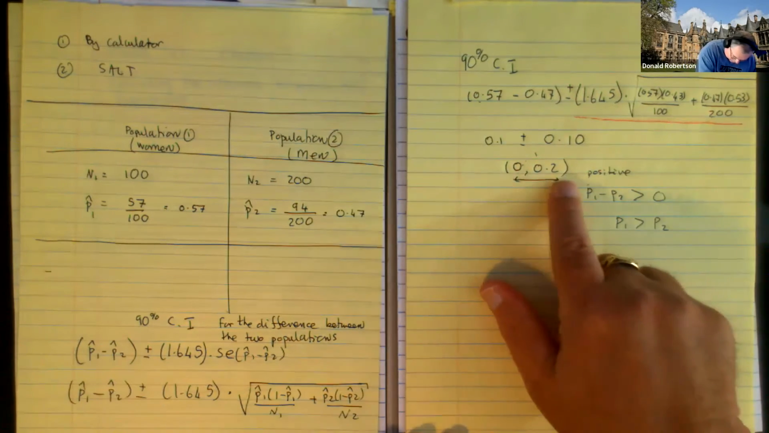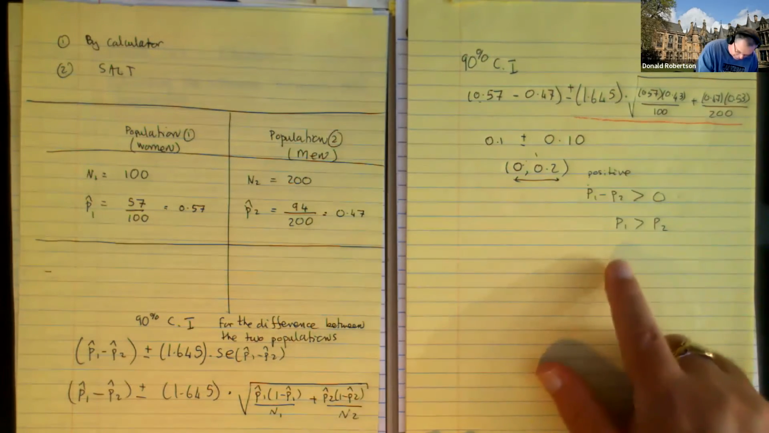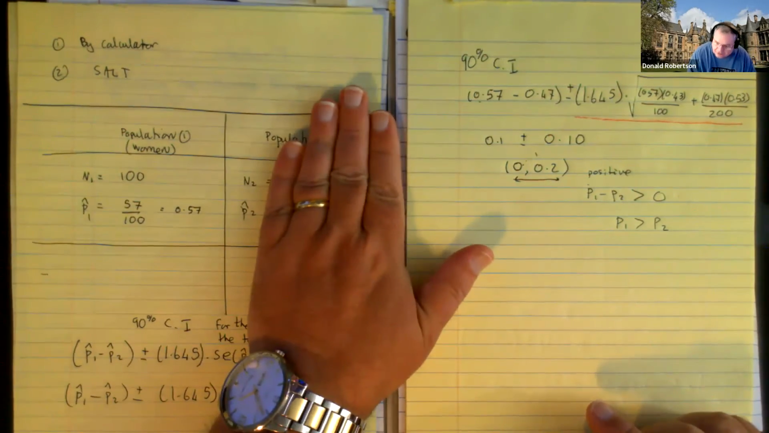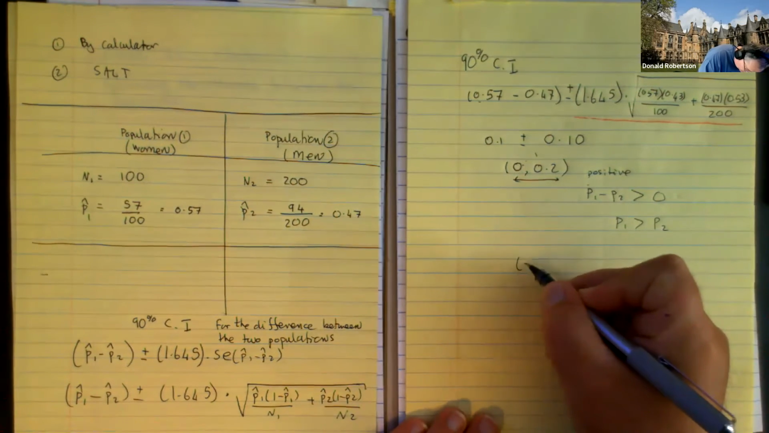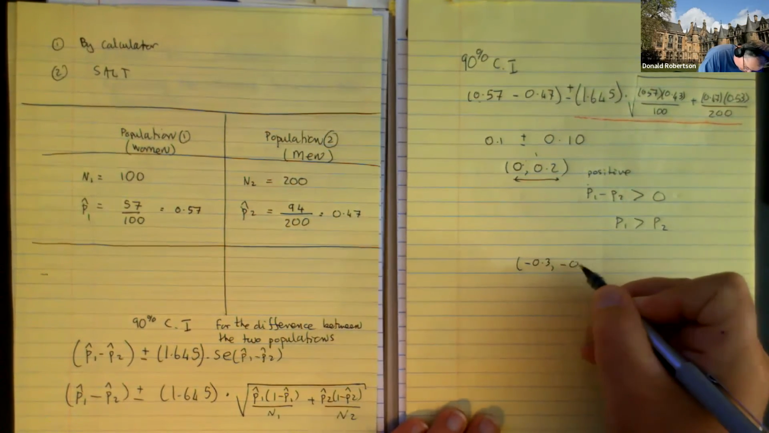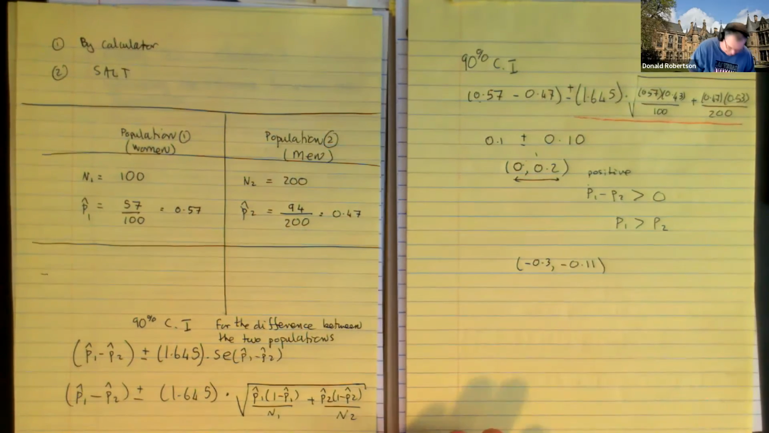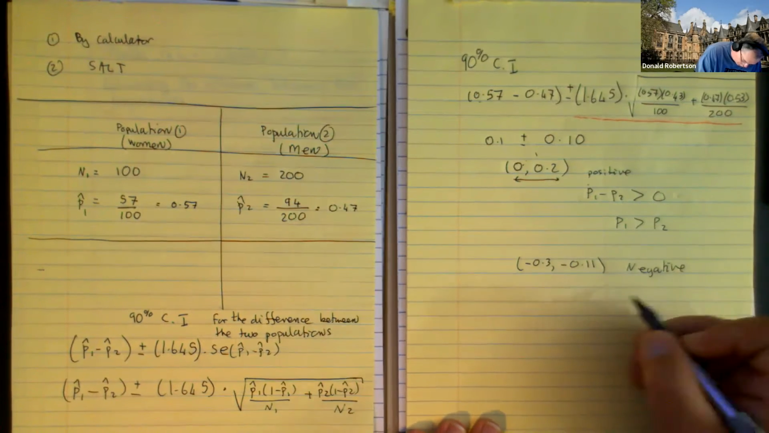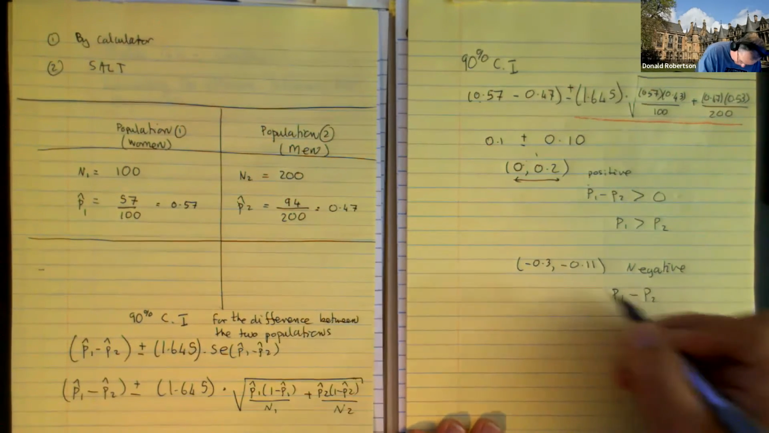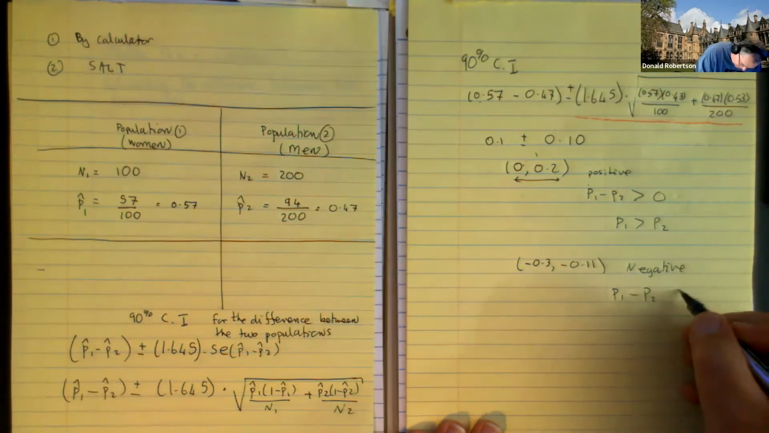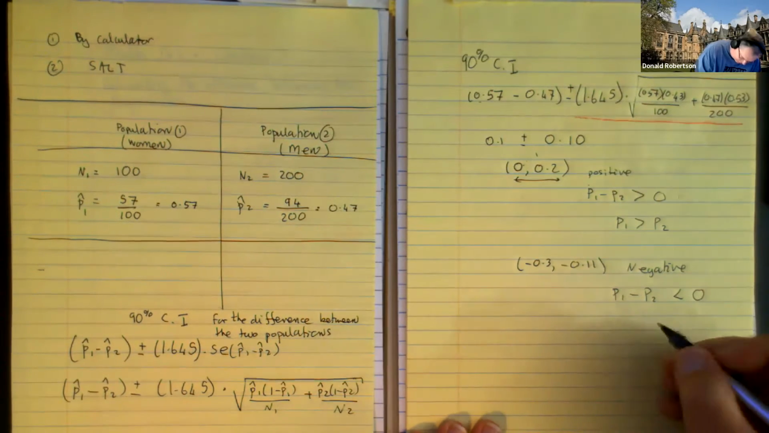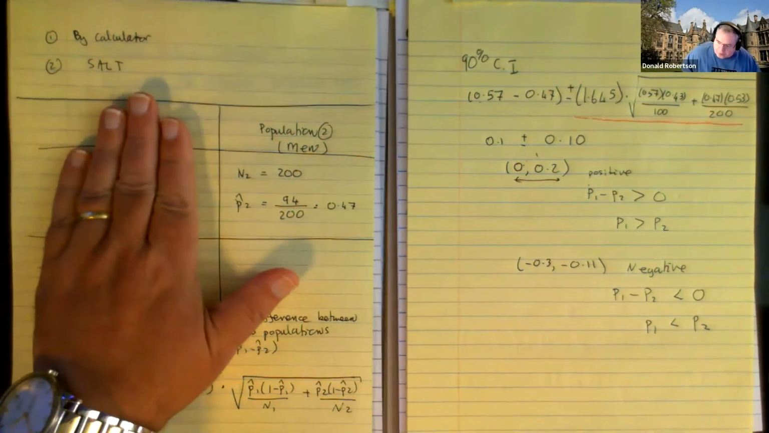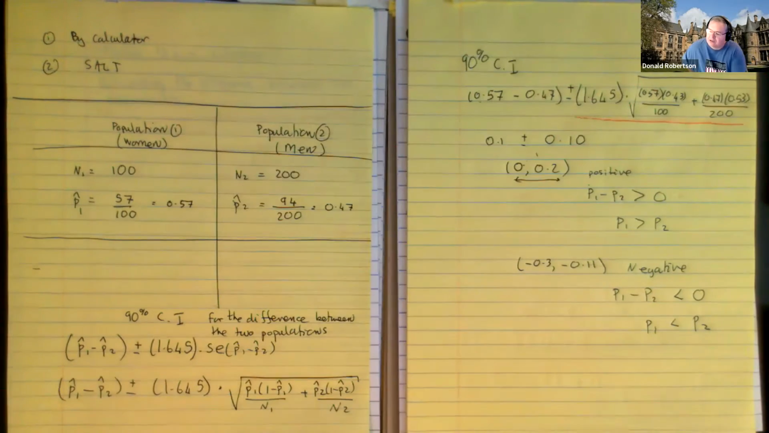So if your interval has nothing but positive numbers, you can make the conclusion that the first population's proportion is bigger than the second. If your interval was nothing but negative numbers, won't your conclusion be that the difference between them, because that's what this interval is representing, has to be negative, right? And doesn't that mean you've now proved that the first population is less than the second?